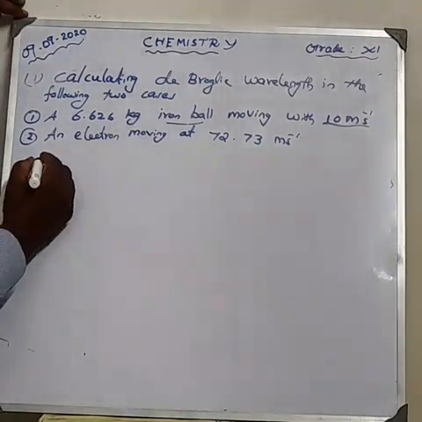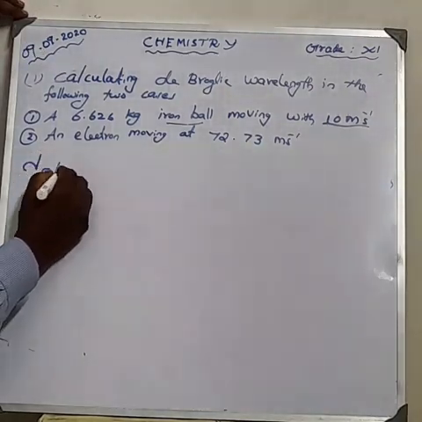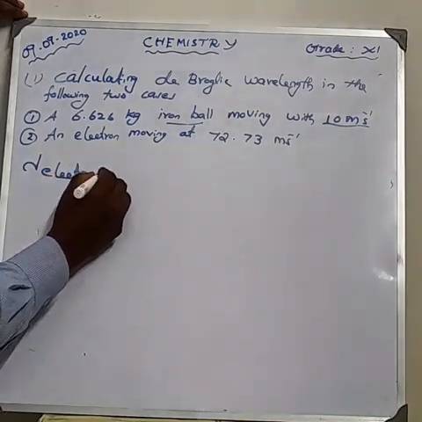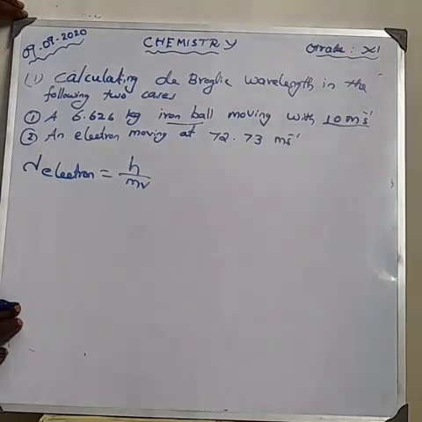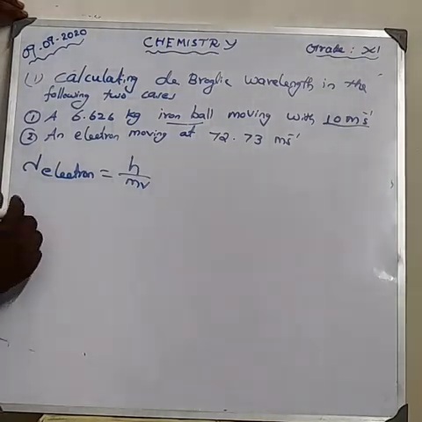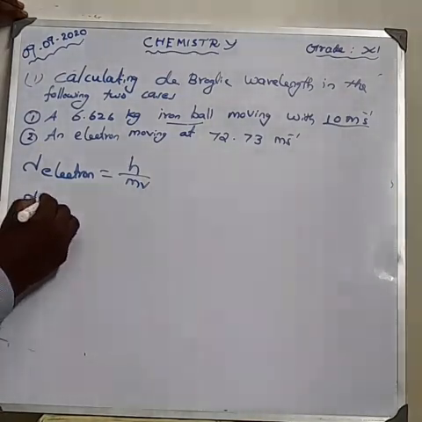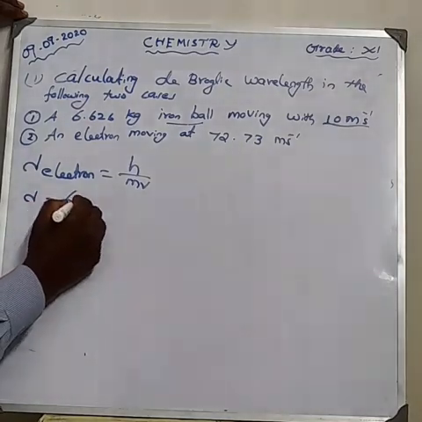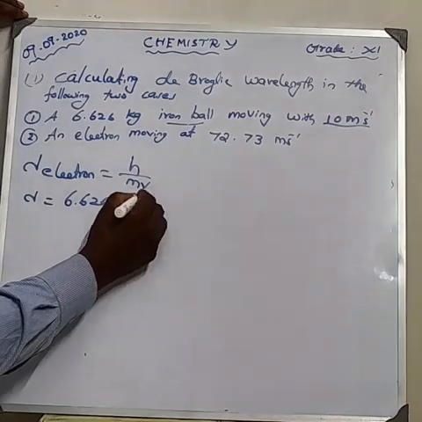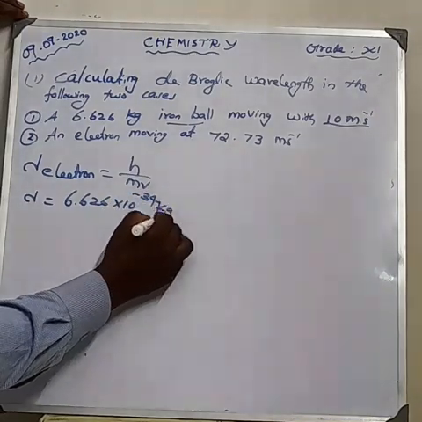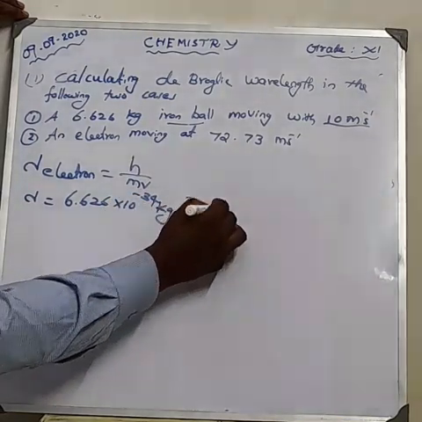Lambda for an electron is also the same formula, h by mv. Clear? h by mv. So what is the value of h? Already I told you. Lambda is equal to h by mv, where h is 6.626 into 10 raised to minus 34 kilogram meter square per second.